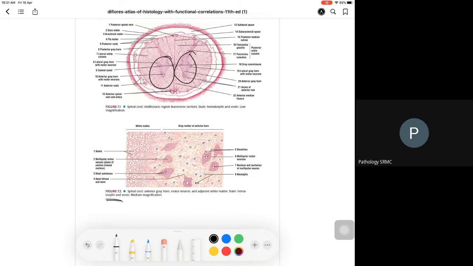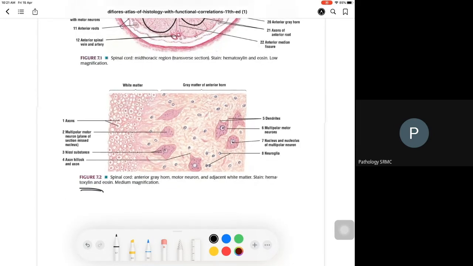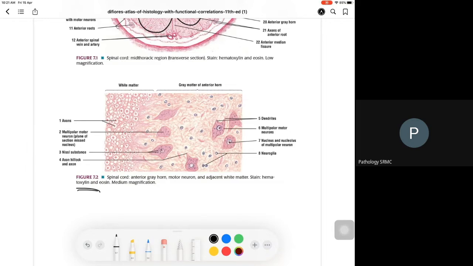Spinal cord, anterior gray horn, motor neuron, and adjacent white matter, stain H&E, medium magnification. On the top, they have divided the left half into white matter and the right half into gray matter of anterior horn. Starting from the left, there are axons, multipolar motor neuron, plane of section missed nucleus, Nissl substance, axon hillock, and axon. And on the right, they have mentioned dendrites, multipolar motor neurons, nucleus and nucleus of multipolar neurons, and neuroglia.